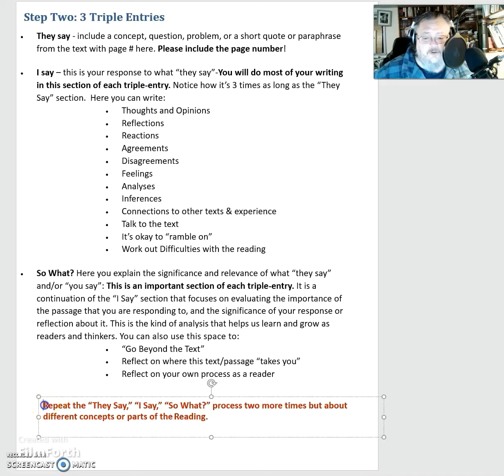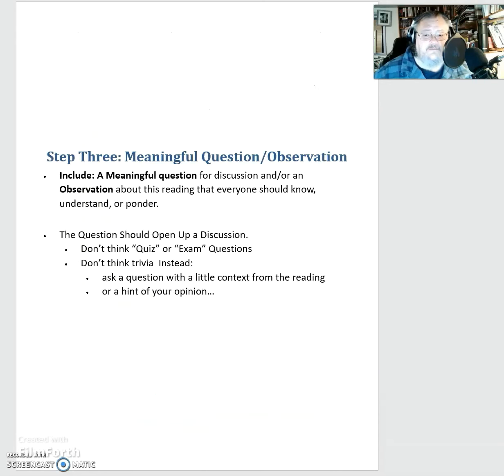So it's very important that you do it three times, and I'll show you how that goes. Step three, after that, I'm going to show you a sample in a minute. Step three is a meaningful question or observation that you would like to pose for class or group discussion.